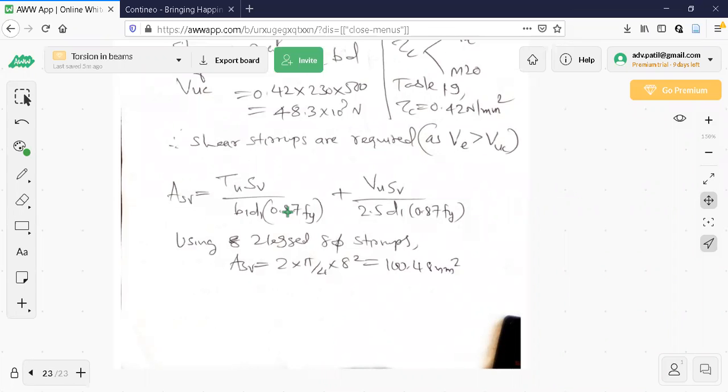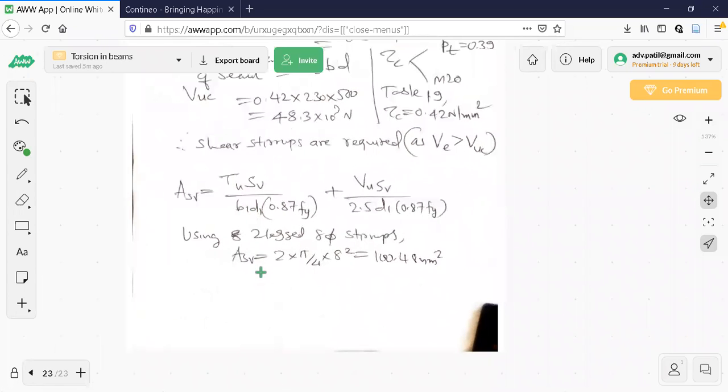Same thing. Only thing is WL square by 8 becomes WL square by 2. VU becomes W into L. The formula is different. Otherwise, the rest is all the same. Everything is the same. So, any questions here?